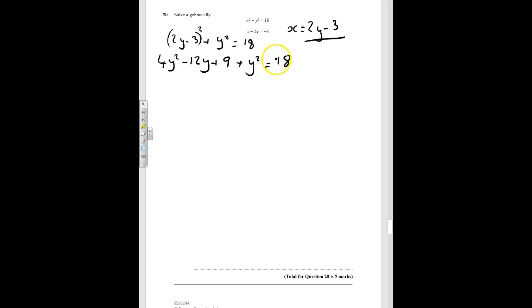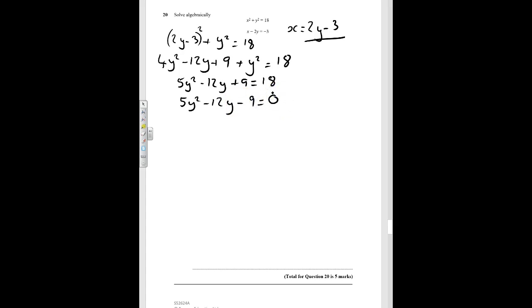Have a bit of a tidy up. So we've got 5y squared minus 12y plus 9 equals 18. Now we're solving a quadratic. We can't do that until it's equal to 0. So let's put it equal to 0. We've got to take away the 18, which gives us minus 9 equals 0.